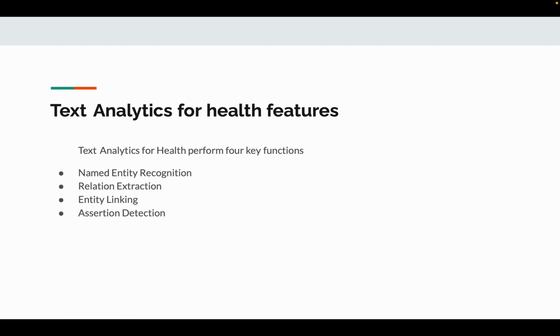So when we apply Text Analytics for Health, it will return three or four major functions. First, it will return NER, named entity recognition. Then it will return relation extraction. The third one is entity linking, and the fourth one is assertion detection. So NER, we all know it. It's named entity recognition. This will return the diagnosis, medication name, symptoms and signs, etc.